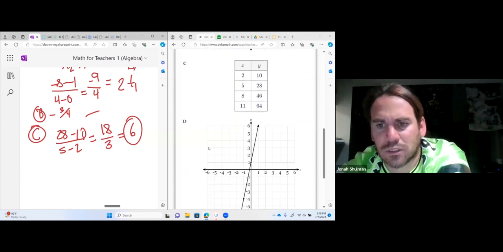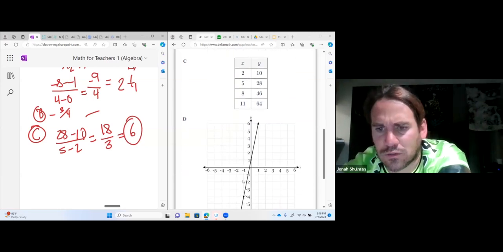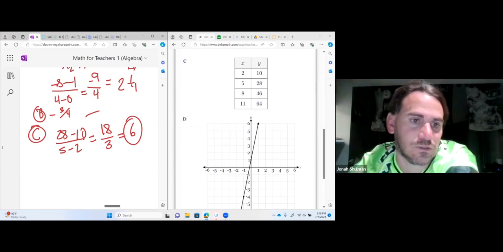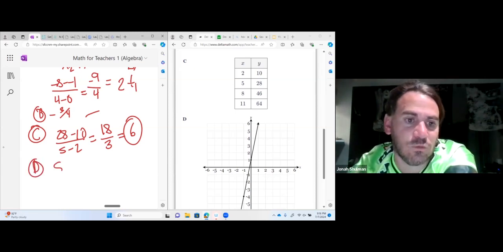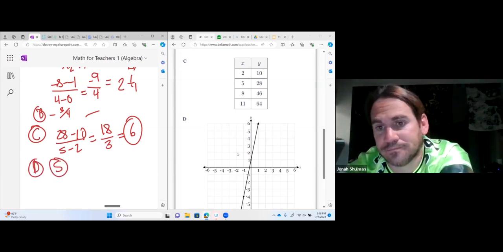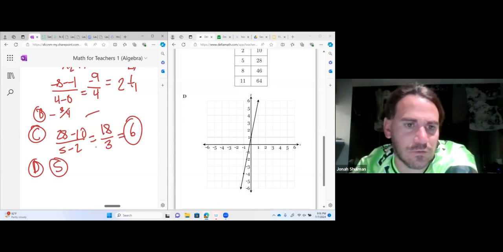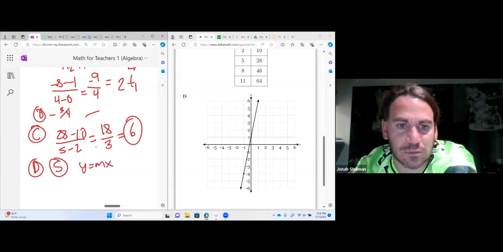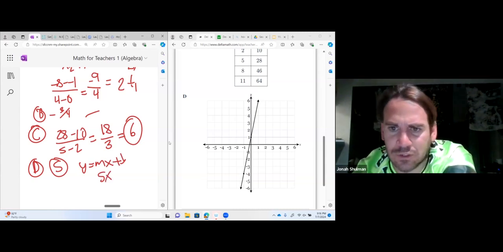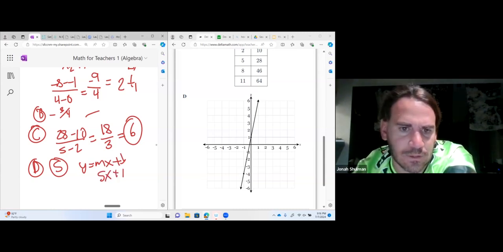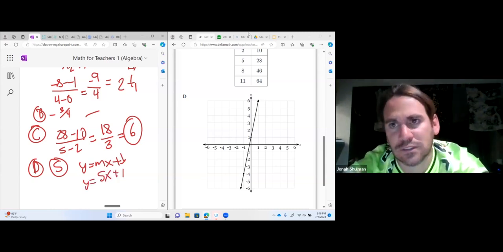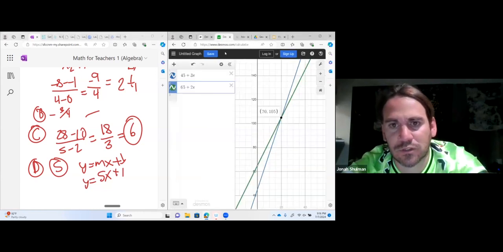Might as well look at this one. Rise up 1, 2, 3, 4, 5. Oh, and this one's equal. D is a slope of 5. And if you want to know how to actually draw the line, I'll draw the line for this one. y equals mx plus b. Your slope is 5, and your y-intercept is 1. So when I graph this, you'll see it's going to be the exact same thing, 5x plus 1.